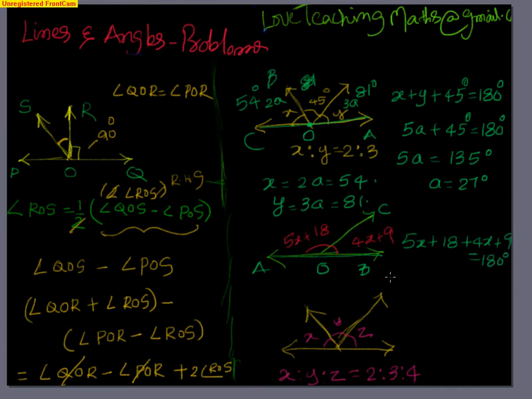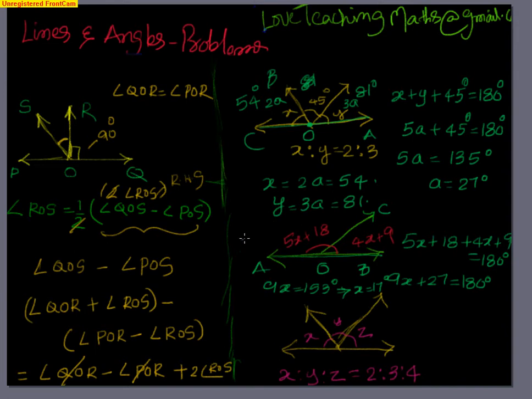So what I have to write: 5x plus 18 plus 4x plus 9 is equal to 180 degrees. Now 5x plus 4x is equal to 9x, plus 27 is equal to 180 degrees, which gives me 9x equal to 153 degrees.